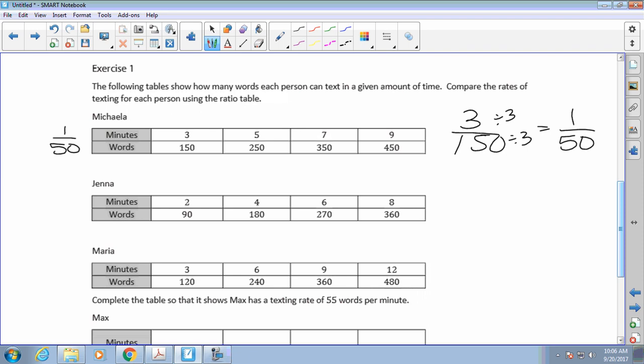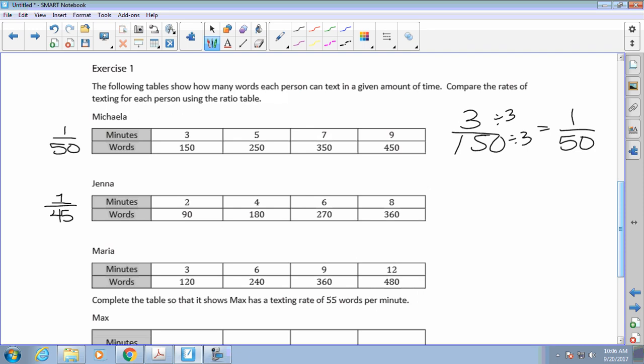Let's go ahead and do Jenna's unit rate. All right, so in 1 minute, how many words would Jenna have been able to text? Take a second to figure that out. Maria? 45. 45 is correct. Who else got 45? Very good. When you see even numbers, you know it's always divisible by 2, and you can keep going from there. So Jenna was 2 minutes for 90 words, or 1 minute to do 45 words.